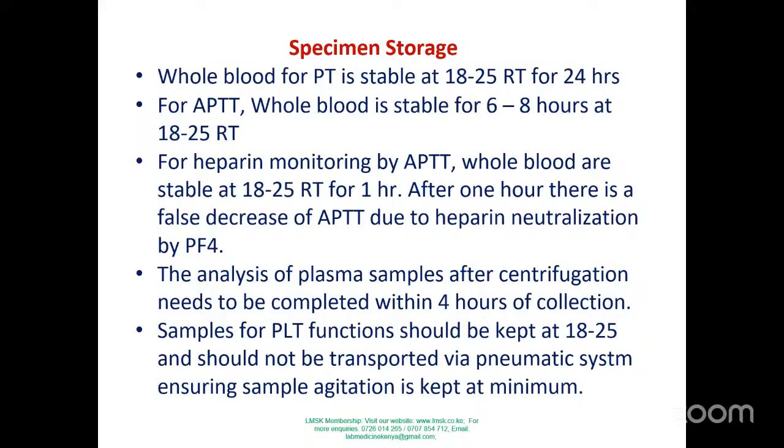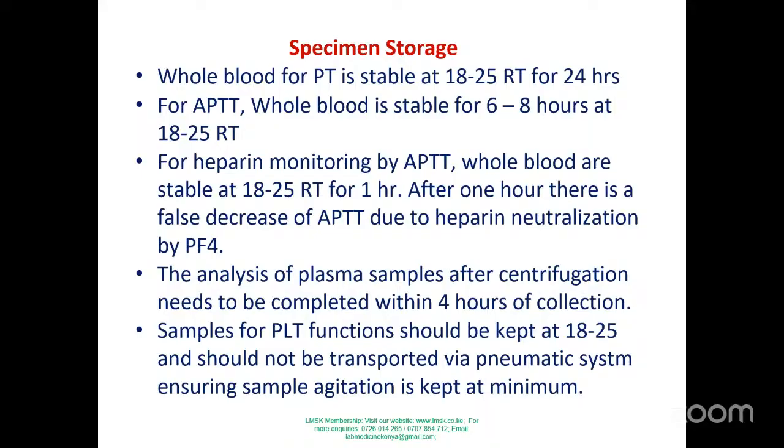So the next one, we are going to look at the specimen storage. For example, the whole blood for prothrombin time test is stable at room temperature for 18 to 24 hours. And then for APTT, whole blood is stable for 6 to 8 hours at 18 to 25.